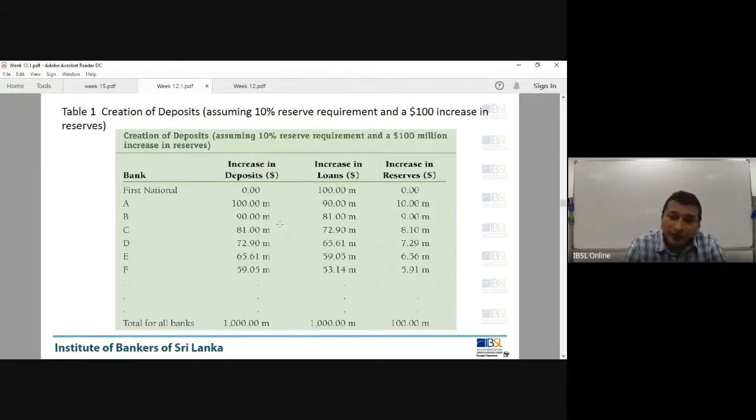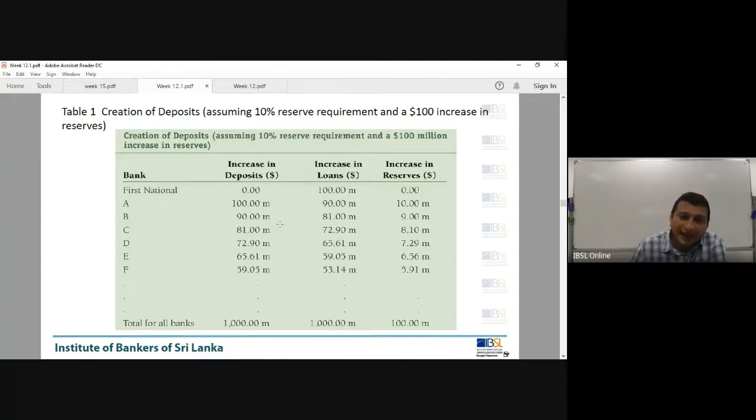So then you have another 81 million left with you to give another loan. So this loan is again created as a deposit. So you require only 10% of this loan, that is nothing but 8.1. So you are left with 72.9. So you can go on like this to create additional deposits from the initial loan itself. And this process continues until you have over and above your required reserves in the deposits column.